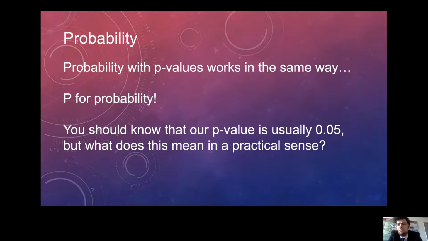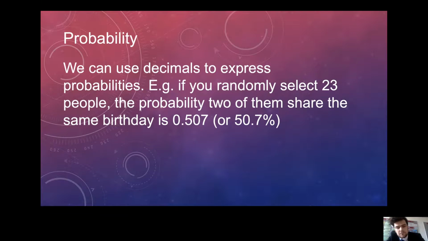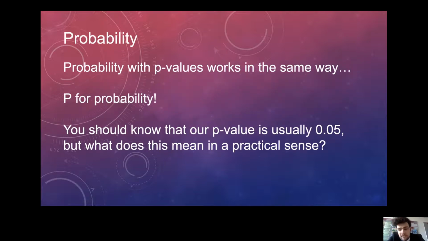And if you go to uni and read academic papers, you'll see that multiple levels of the p-value are typically reported. But what does it actually mean? We've already established on the previous slide that a value of 0.50 means a probability of 50%. So a p-value of 0.05 means a probability of 5%. Well, what does that represent, practically speaking?